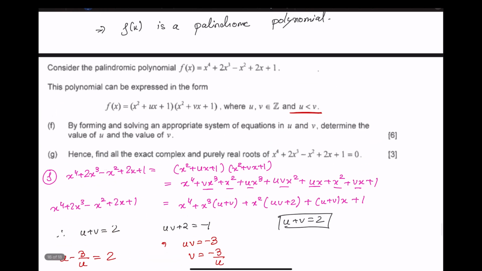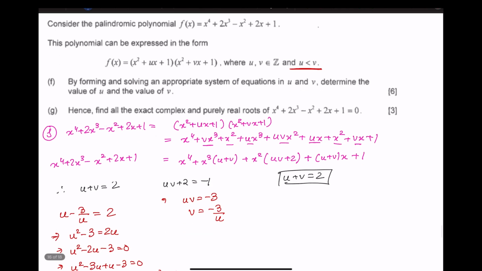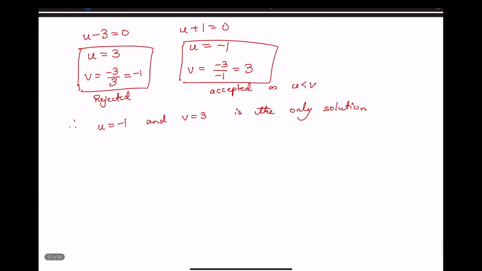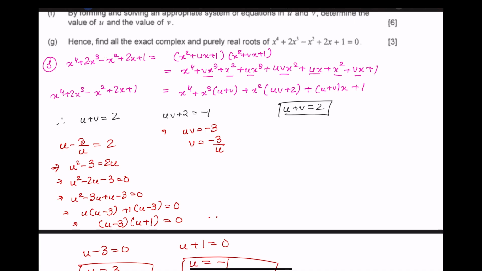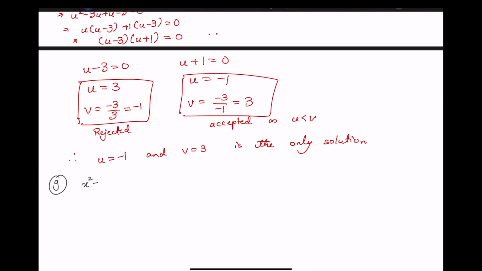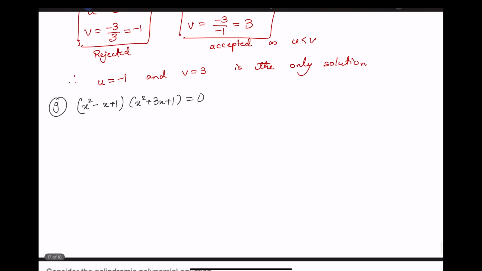Right. Now we'll move on to the last part of this question. Using this, we have to find the exact complex and purely real roots of this equation. Okay. We have part h here, no problem. Okay. So from this equation, this is my equation now. This is your f(x). x squared plus 3x plus 1 equals 0. So from here I can get two equations. And x squared plus 3x plus 1 equals 0.